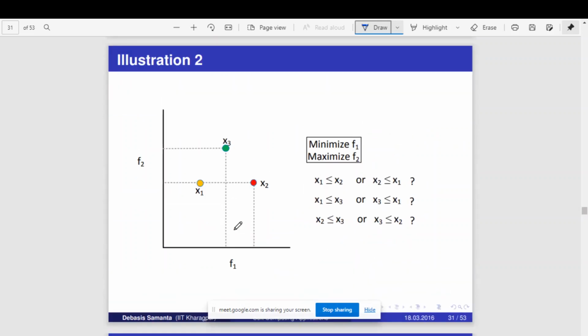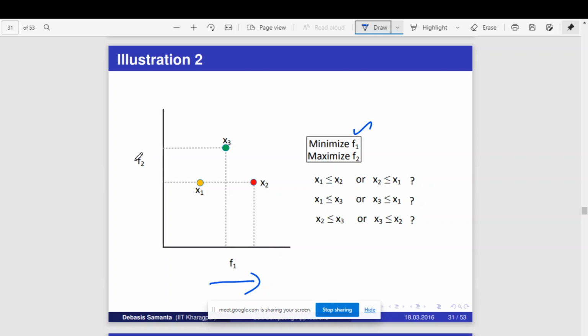Okay. So here is another example. You see here we want to minimize f1 and maximize f2. So which means what? Minimizing f1 means bringing the point towards where, left or right? F1 is the x-axis, so towards left. That is our objective. The more the point is towards left, the more rank it will have, or it is better off.